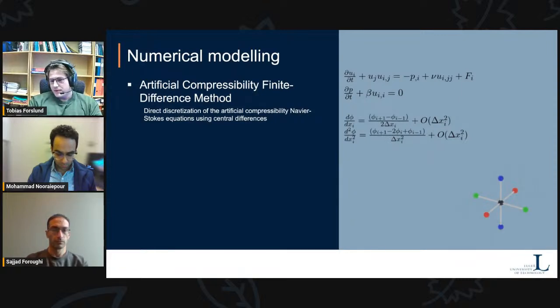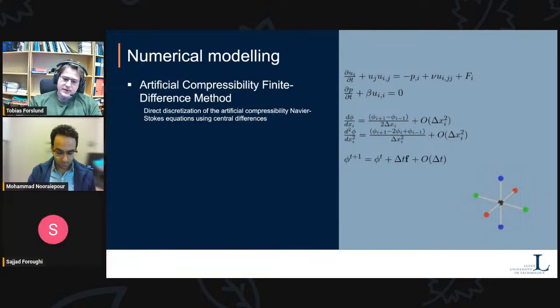This results in a spatial computational kernel that looks a bit like this. And then you can also just discretize the temporal derivative using an Euler forward, for the case of a GPU, where you can use a lot of additional time steps and still be computationally efficient.